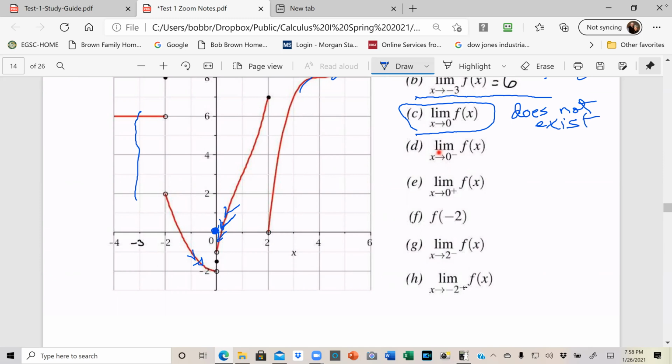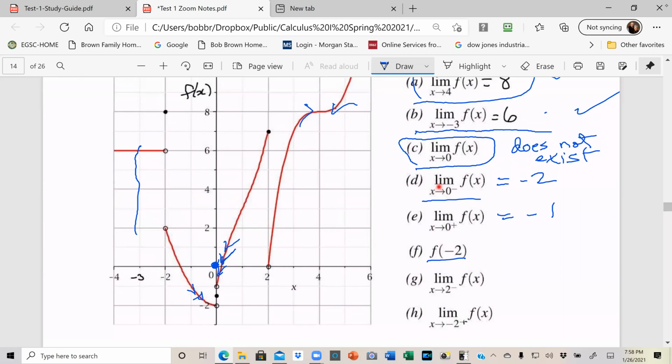Now we can answer the question, as x approaches 0 from the left, it looks like it's what? -2. And as it comes from the right, -1. What is alpha -2? 2.